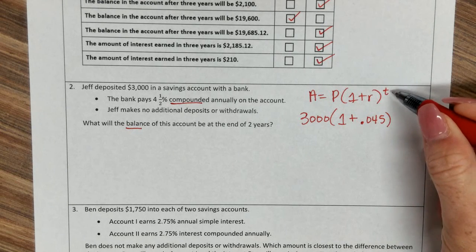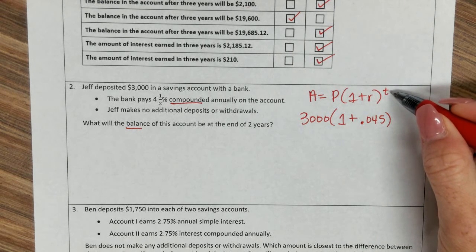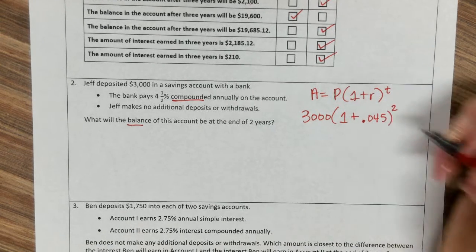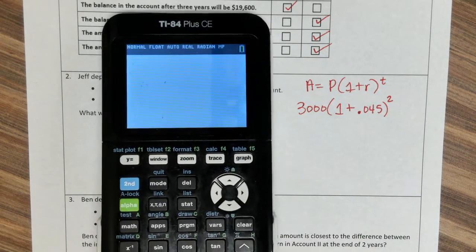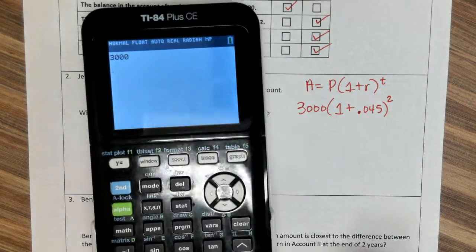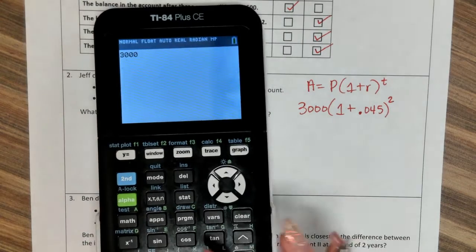And what is the time? 2 years. And that is an exponent. So I go to my calculator and type that in. Question?